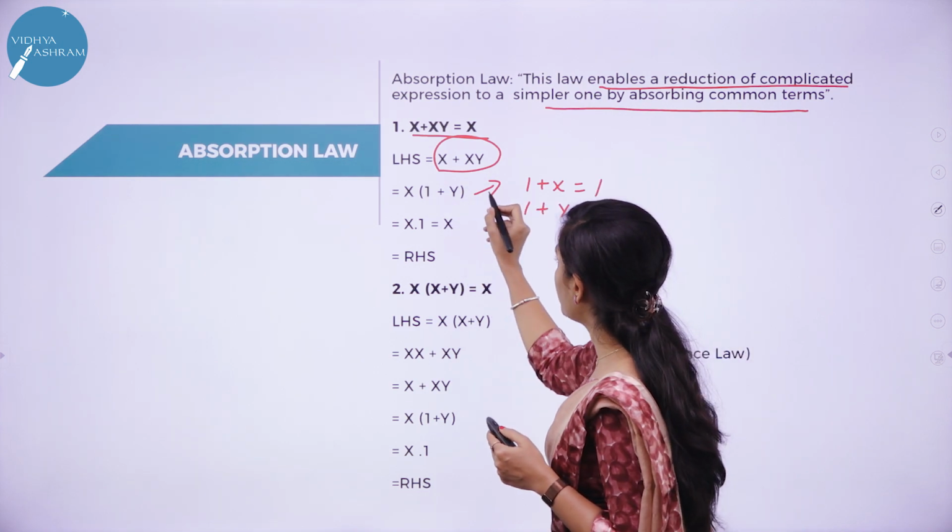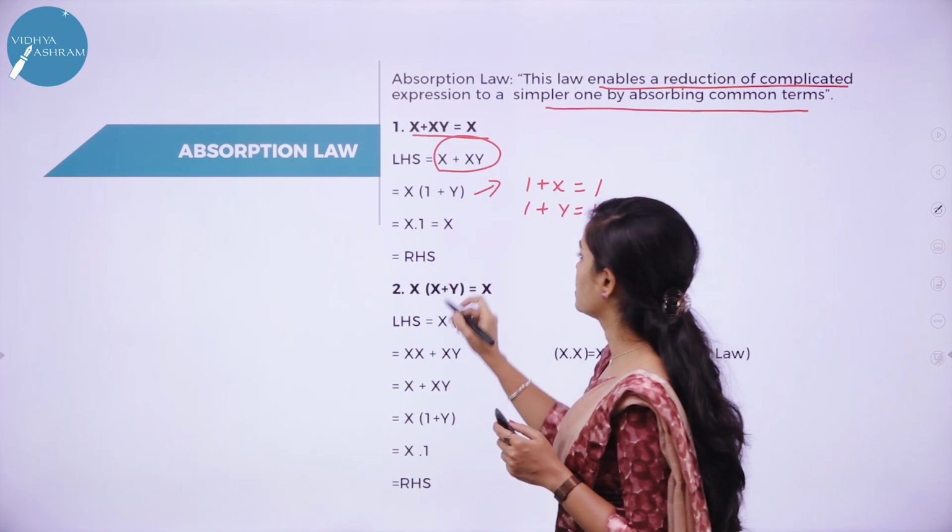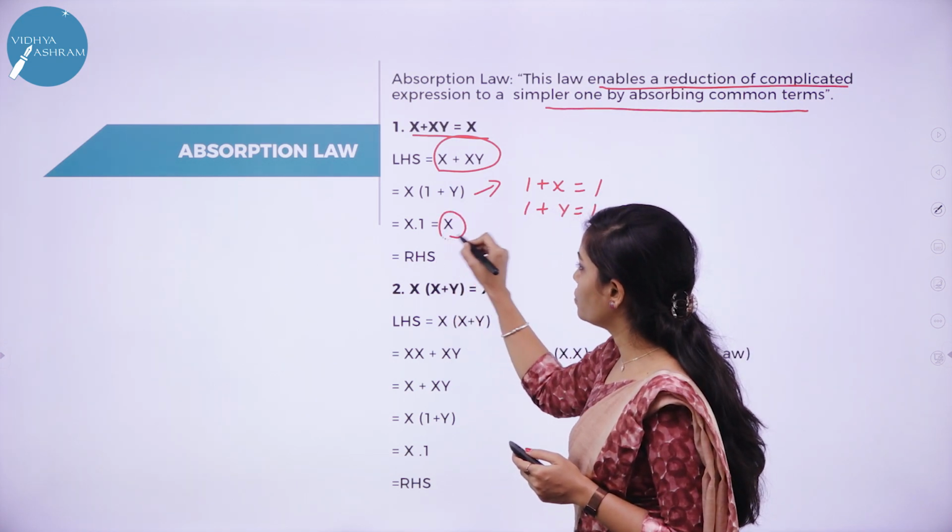So, x into 1 is x. The second theorem in absorption law is x into (x plus y) is equal to x.